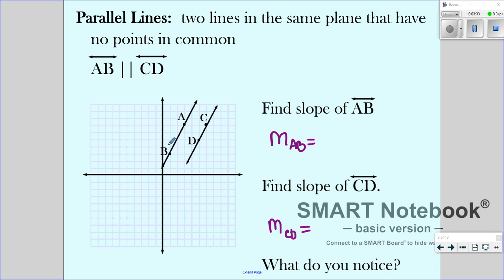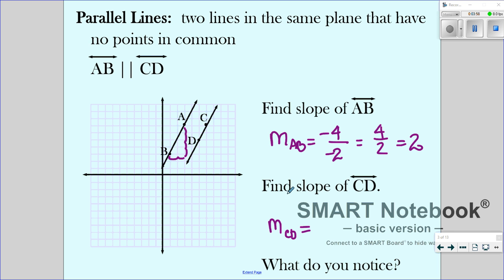So for this one, I'm going to do rise over run. From A to B, I go 1, 2, 3, 4. So that's 4 down. And then 1, 2, so that's 2 to the left. And you know, negative divided by negative is going to give you a positive. So 4 over 2, and then that's a 2.